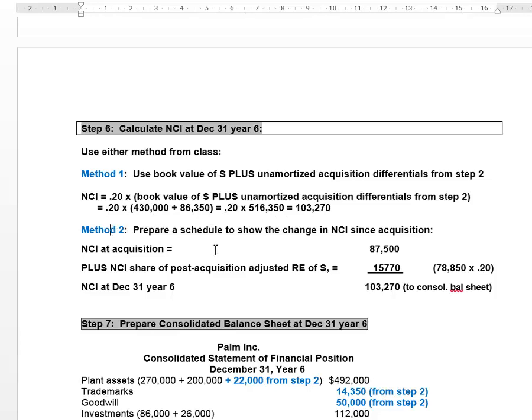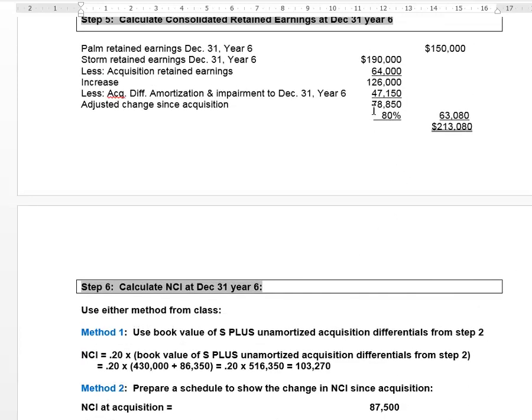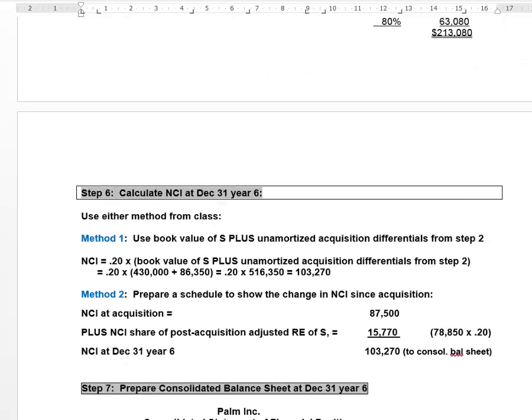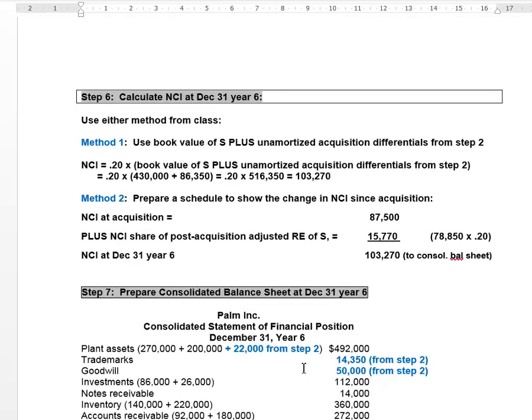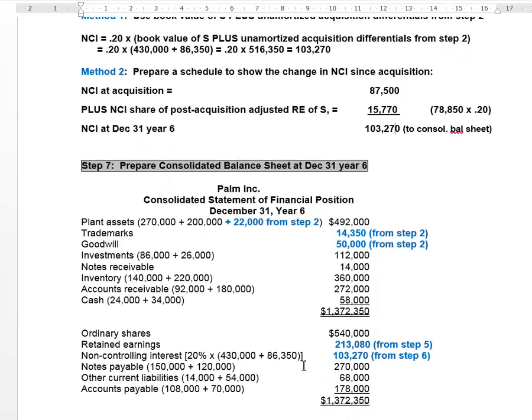If you prefer to use method 2, as I said just a few minutes ago, you might prefer to take the opening balance of NCI and calculate it like any other balance sheet amount. You can build it up because balance sheet accounts never close. So we can take the opening balance of NCI, which we calculated in step 1, plus NCI's share of the post-acquisition adjusted retained earnings of the sub, which we could use our data from step 5 to calculate. So 78,850 times 20% is going to be 15,770. If we added those two together, we'd get the same value for NCI as we got under method 1, 103,270. So now it would be appropriate for us to prepare the consolidated balance sheet.